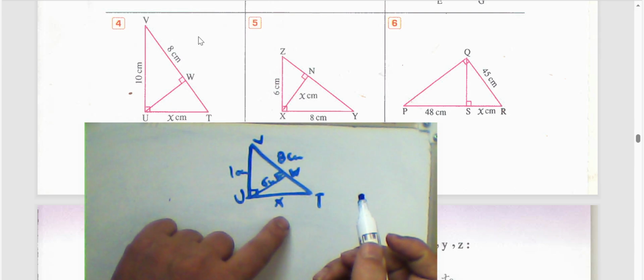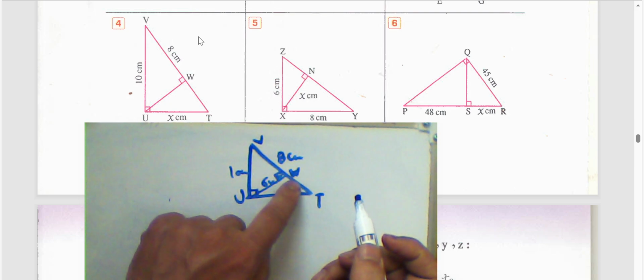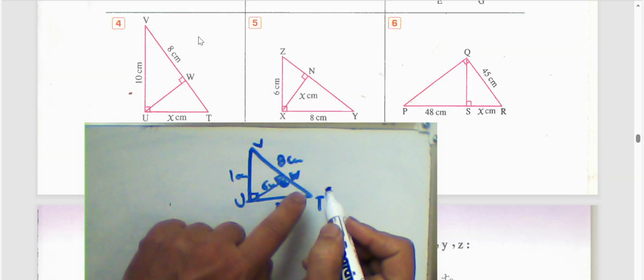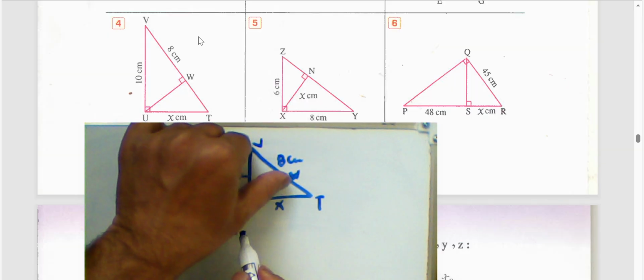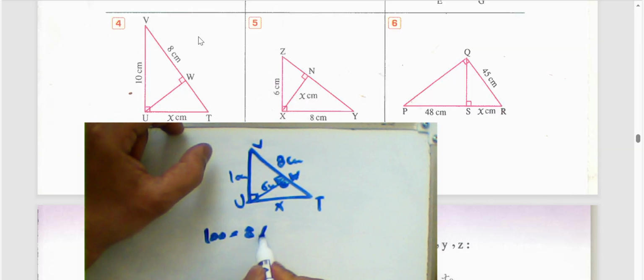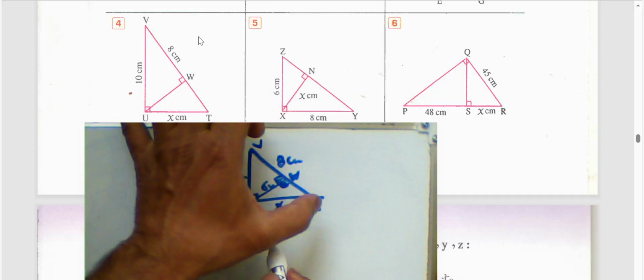Now we can find x. How? We can write first the base here, and if we want the base we can find this line segment here. We can write 10 power 2, it will be 100, equals the projection 8 times vt.